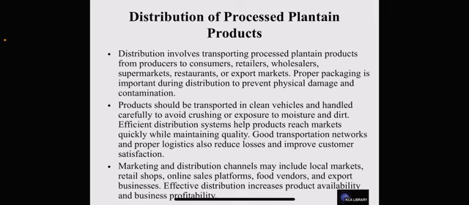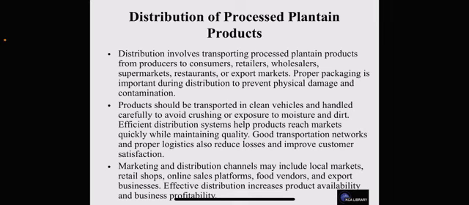Now let's move on to the next subtopic in this module, which is distribution of processed plantain products. The distribution involves transporting processed plantain products from producers to consumers, retailers, wholesalers, supermarkets, restaurants, or export markets, and so on. So proper packaging is important during distribution to prevent physical damage and contamination. So products should be transported in clean vehicles and handled carefully to actually avoid exposure to moisture and dirt. Efficient distribution systems will actually help products reach markets quickly while maintaining quality. Good transportation networks and proper logistics also reduce losses and improve customer satisfaction.